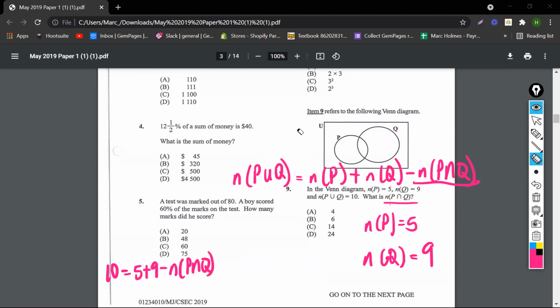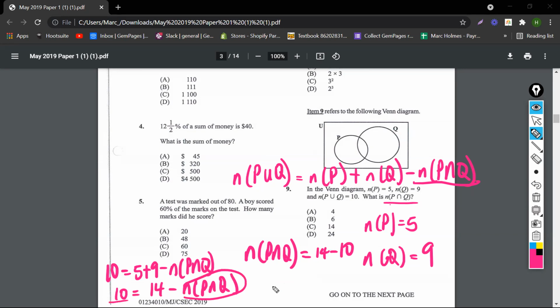So let me just rub that out from the top. This is what we should end up with when we use the formula, and that's going to give us 10 is equal to 14 minus N of P intersect Q. So all we need to do now, guys, is carry that over to the left side. We're going to get N of P intersect Q is equal to 14 minus 10. So carry this over to the left side and carry the 10 over to the right side. So the answer is 4, guys. N of P intersect Q is equal to 4.